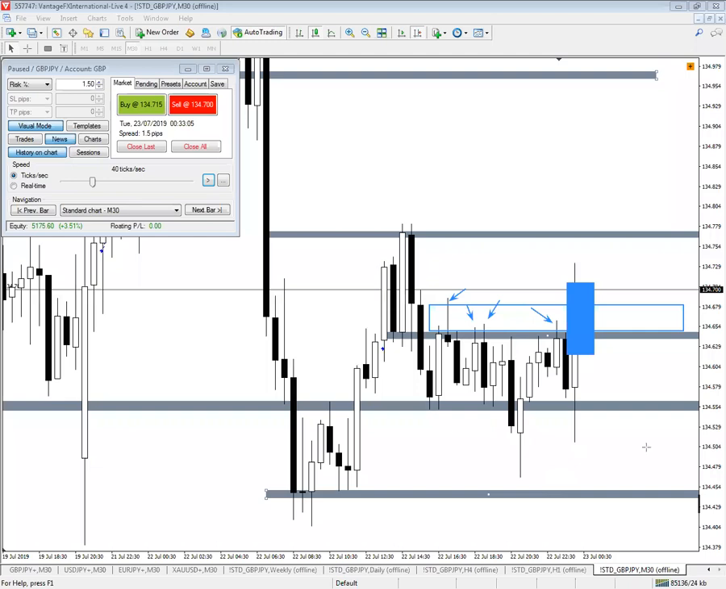So when we're seeing a rejection zone both ways, you need to understand that you need to sit on your hands because you're going to get played. You could take sells in this area and get chewed up. You can take buys in this area and still get chewed up.